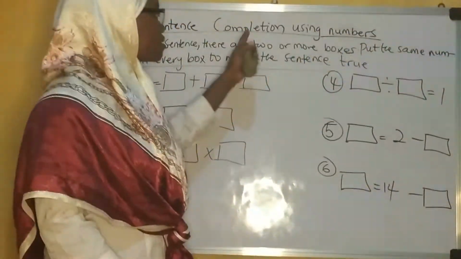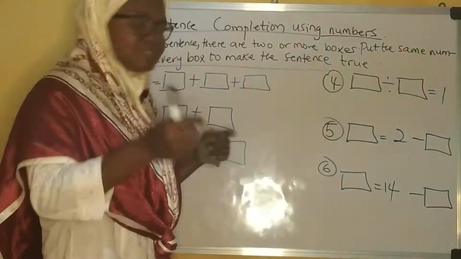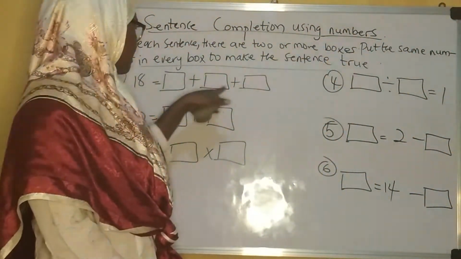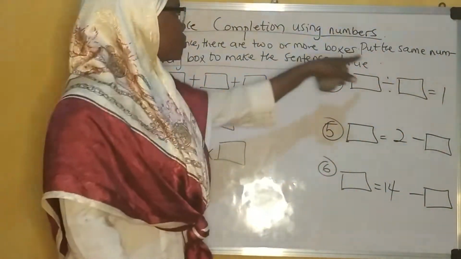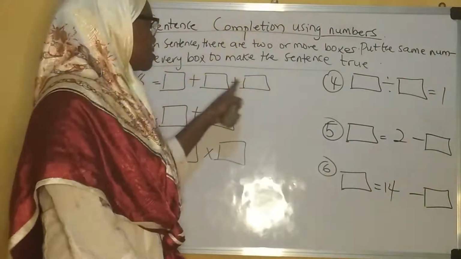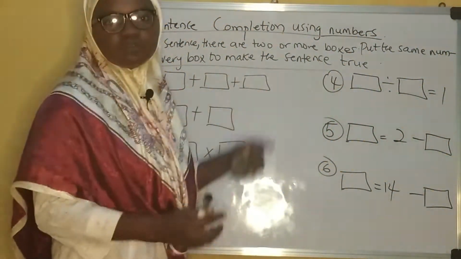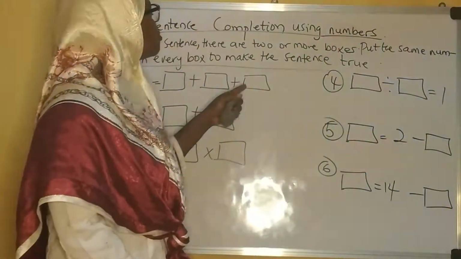Now I want to look at sentence completion using numbers. We want to complete certain mathematical sentences using what? Numbers. In each of these mathematical sentences, there are two or more boxes. Now you're going to put the same number in each of the boxes. That is, whatever I put here is what I will put here, and here. And it has to make this whole statement to be what? True. So I have to put the same number in each of these boxes to make the sentence true.